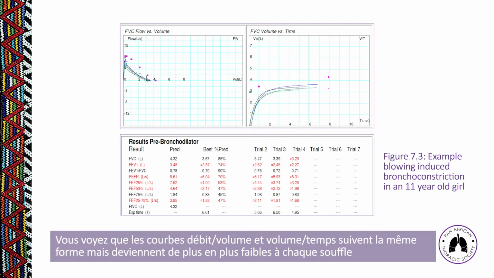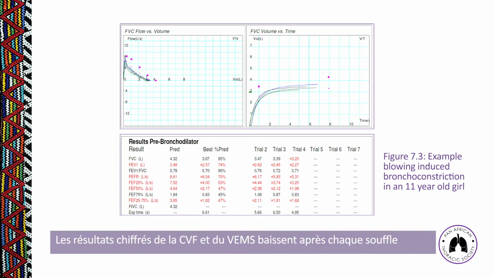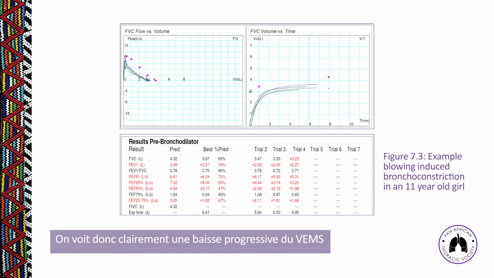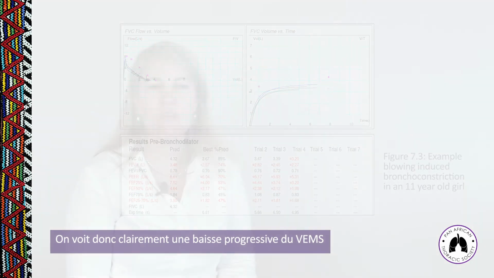We can look at figure 7.3 as an example of blowing-induced bronchoconstriction in an 11-year-old girl. In the spirogram, you will see that the curves on the flow volume and volume time graphs follow the same shape, but they get smaller with each subsequent blow. So the numerical results of the FVC and the FEV1 get lower with each blow. You can see it particularly in this example on the volume time graph. If you look at the results, the FEV1 starts off at 2.62 and decreases to 2.57, then 2.45, and then 2.27. So you can see this progressive reduction in the FEV1.